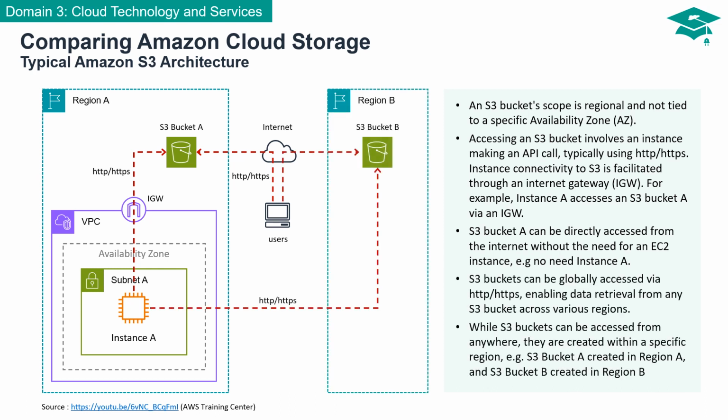S3 buckets can be globally accessed via HTTP/HTTPS, enabling data retrieval from any S3 bucket across various regions. While S3 buckets can be accessed from anywhere, they are created within a specific region. In the diagram, the S3 bucket is created in region A, and S3 bucket B created in region B.